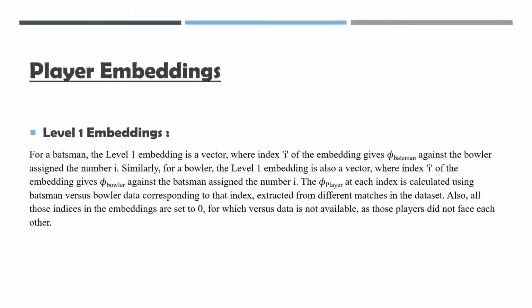So we have two levels of embeddings as defined here. For a batsman, the level one embedding is a vector where index I of the embedding gives the quality index of the batsman's performance against the bowler assigned the number I. And similarly for a bowler, the level one embedding is also a vector where index I of the embedding gives the quality index of the bowler's performance against the batsman with index I.